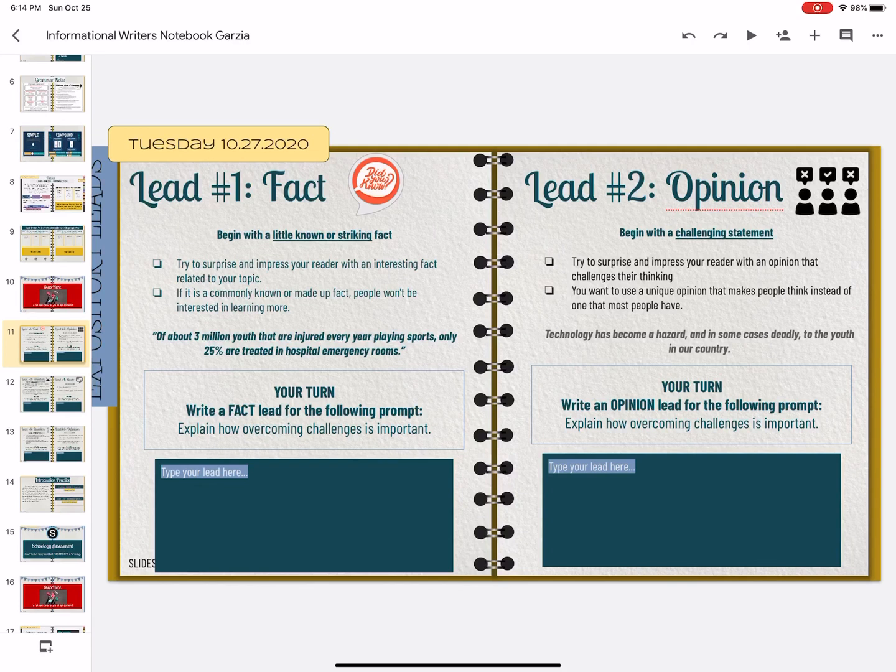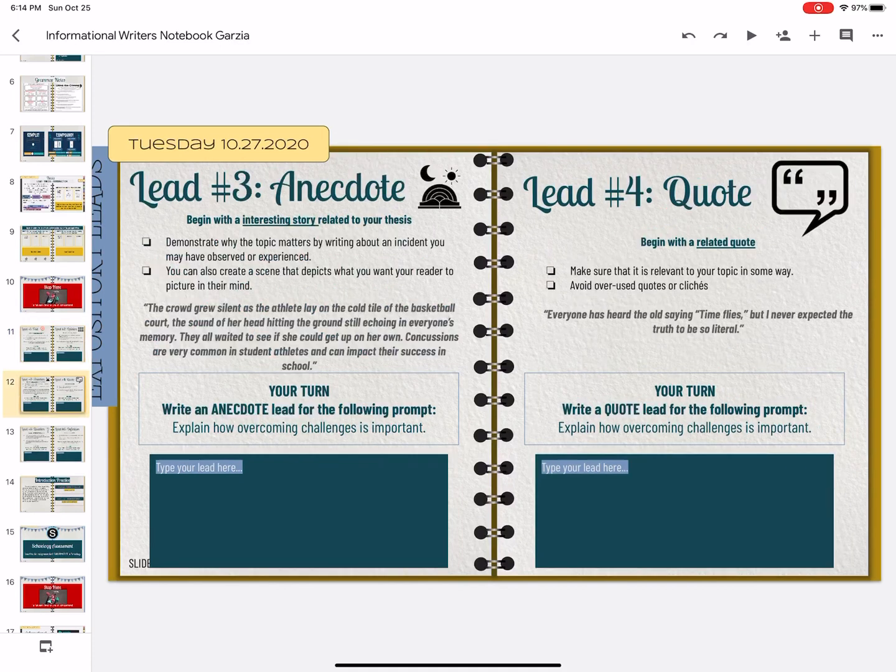So your turn. You're going to write an opinion lead for the following prompt. Explain how overcoming challenges is important. And so what is your opinion about overcoming challenges? But don't keep it basic. Don't make it something that most people have. Push the boundaries a little bit. Make it unique and surprising. Challenge your readers' thinking. Make them stop and think, oh, I never really looked at it that way. Okay, that's the goal. Moving on to lead number 3.